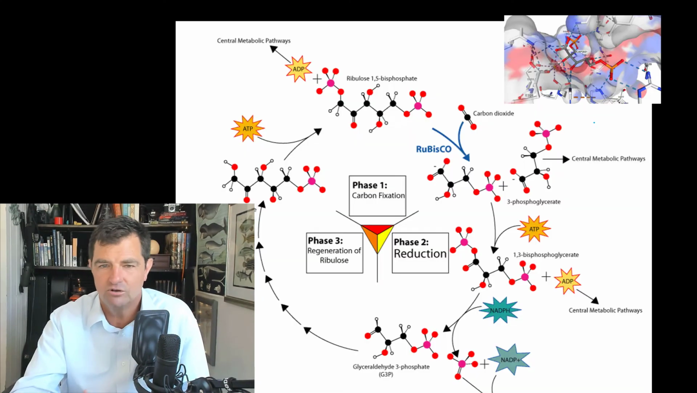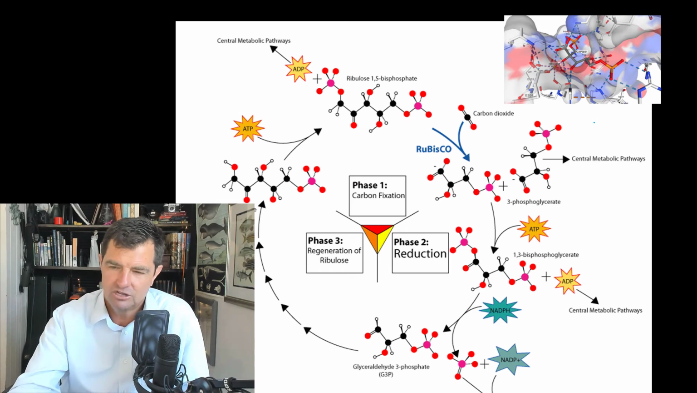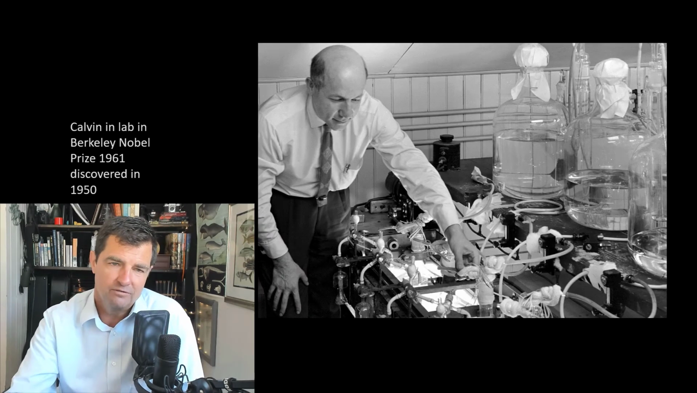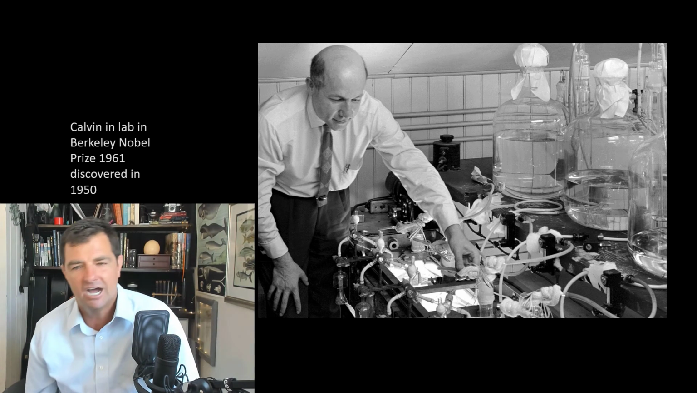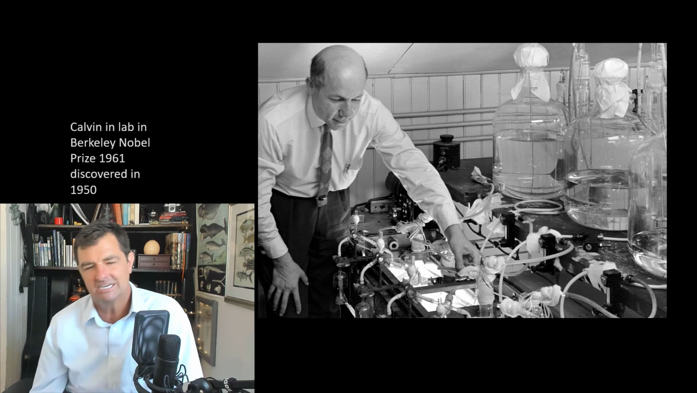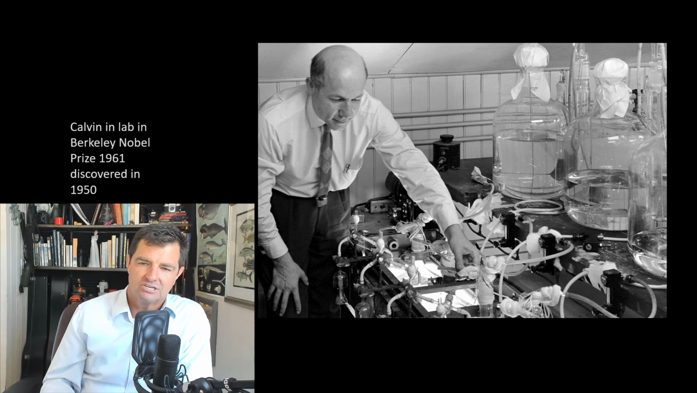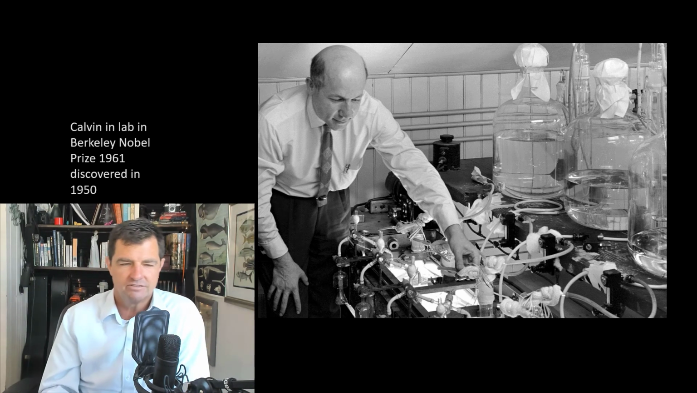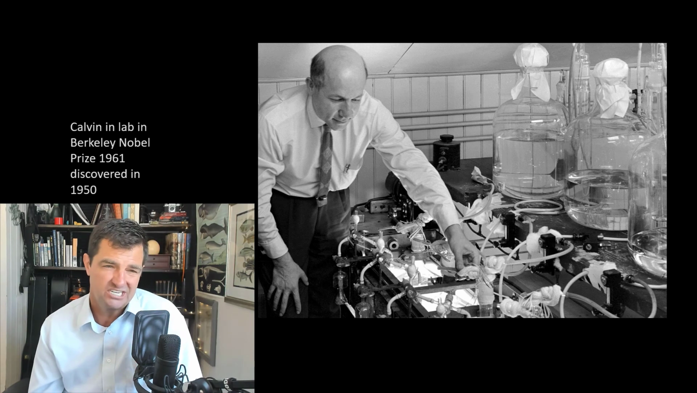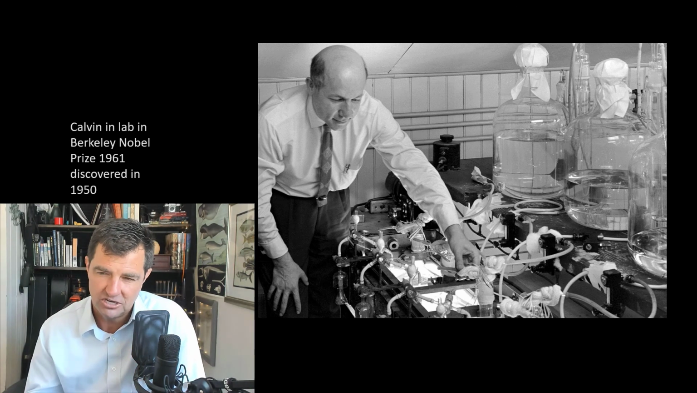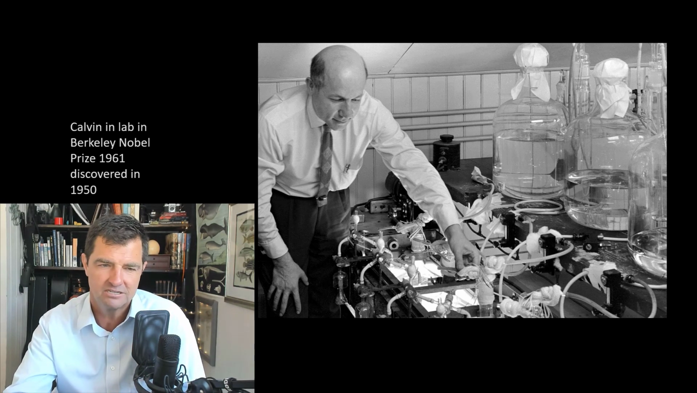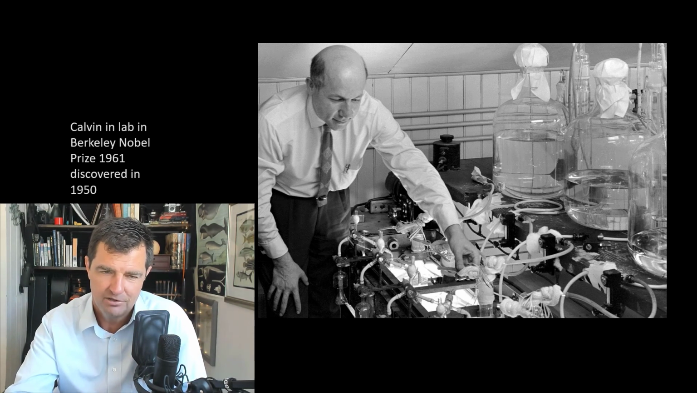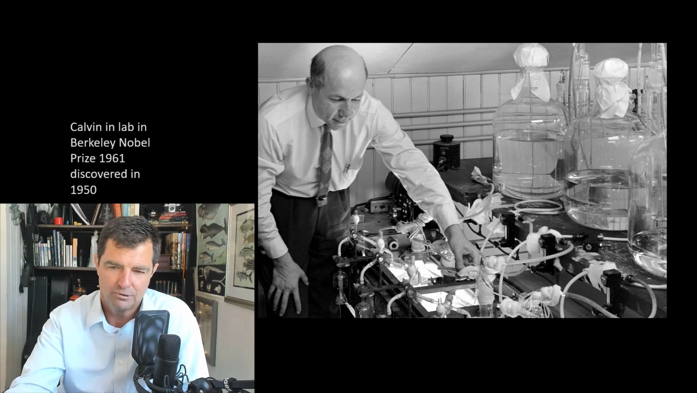or the Calvin cycle, named after the person who discovered it, Melvin Calvin. And here's Melvin Calvin in his lab in Berkeley, and he won the Nobel Prize in 1961 for the discovery of the Calvin cycle, which he actually discovered in 1950. So, 11 years. Takes a while to figure out who's going to get the Nobel Prize. But Melvin Calvin in his lab, 1961 Nobel Prize winner from UC Berkeley.